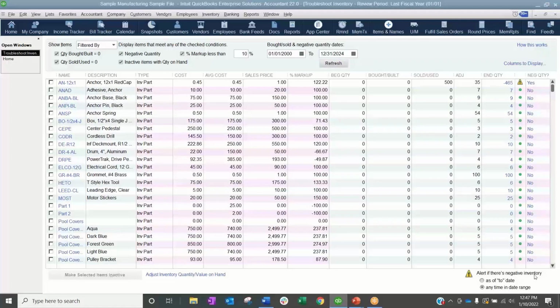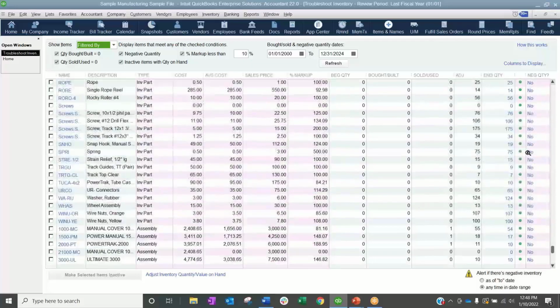And you want to alert if there is negative inventory anytime in the date range that we've selected. Because QuickBooks doesn't like negative inventory. It throws it off, right? It doesn't understand how to handle negative inventory. So what this report does is it shows us any time in history, and you can filter by all, active, etc. But any time in history, it'll flag for us if an item went negative at some point. Now, in this case, we can see because the end quantity is negative, so that's pretty obvious.